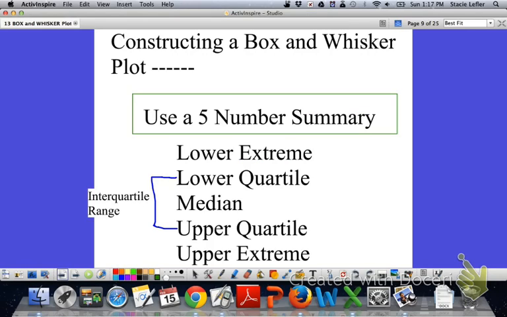In order to construct or make a box and whisker plot from a set of data, we use a 5-number summary. So we have the lower extreme, or the smallest, the upper extreme, which is the greatest. We find the middle, and then we find the middle of the bottom half, called the lower quartile, and the middle of the upper half, called the upper quartile.